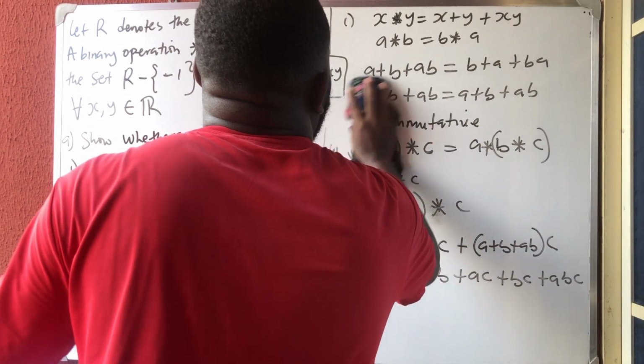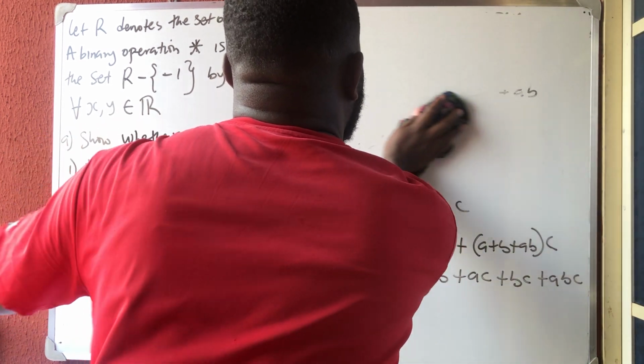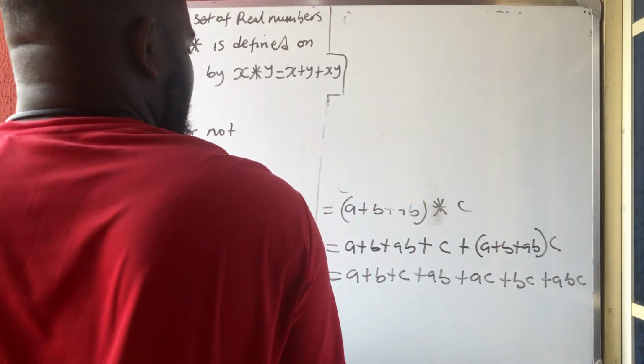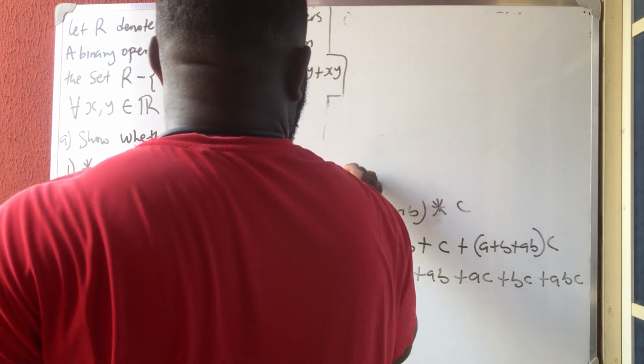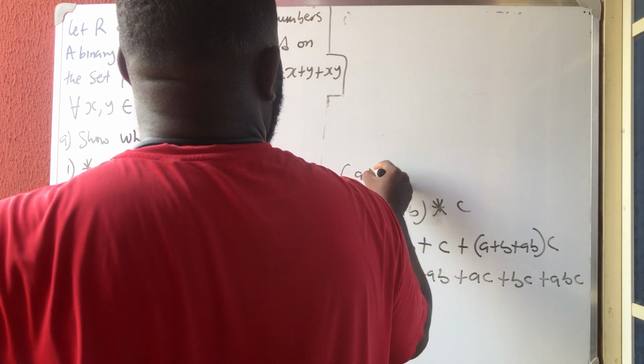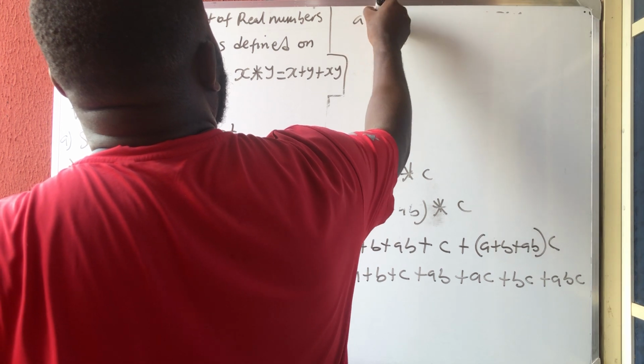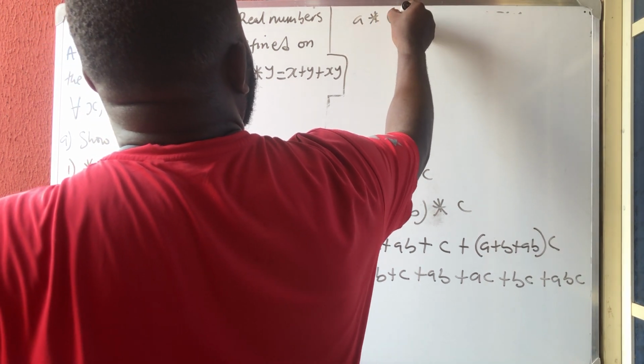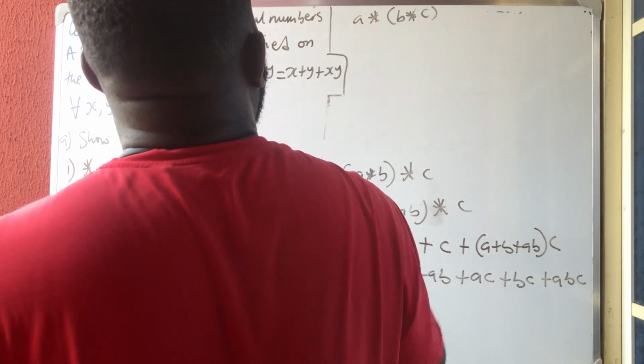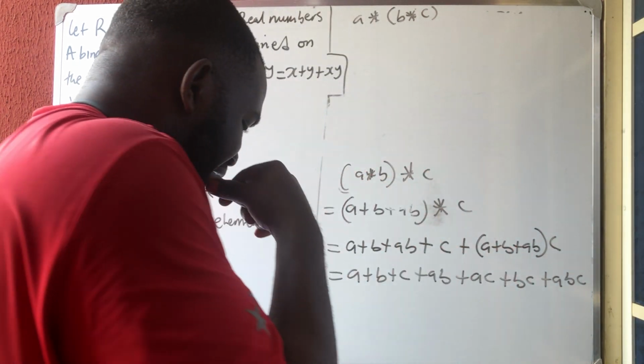Let me do the other one and then know the answer I'm going to get. So what we want to check now, we have checked A star B before star C. So we want to check now A star B star C.